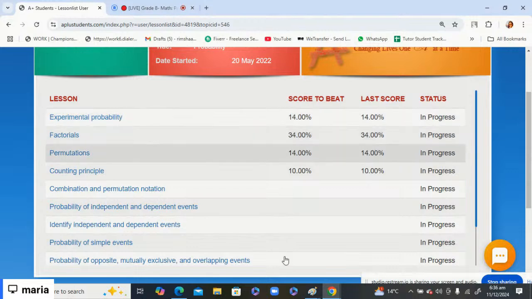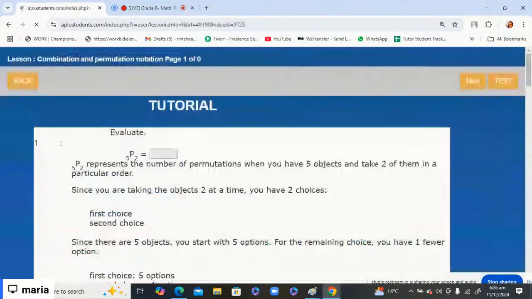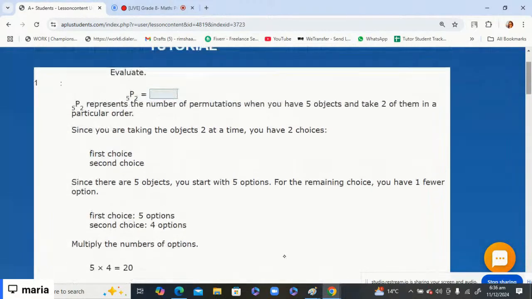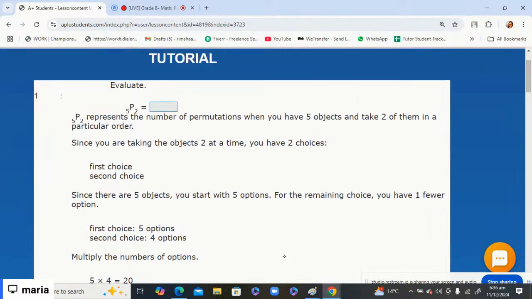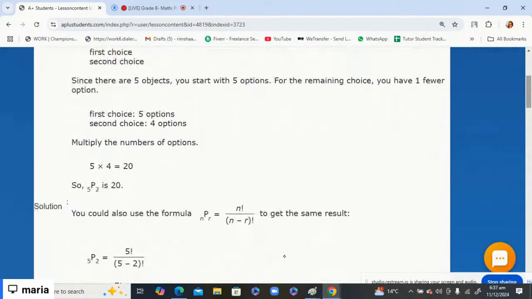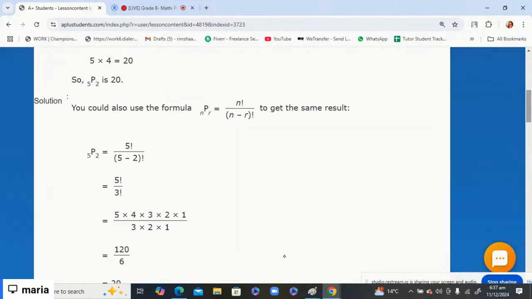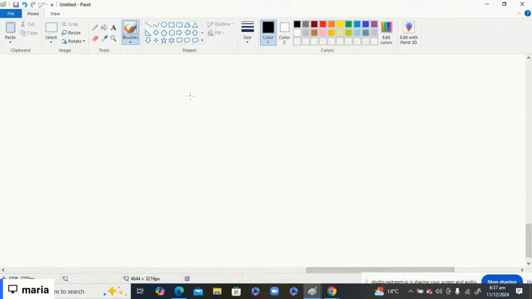Okay, so we have done four lessons: experimental probability, factorial, permutations, and the counting principle. Now the last one is combination and permutation notations. Let me tell you what this is: 5P2 represents the number of permutations when you have 5 objects and take 2 of them in a particular order, 5 out of 2. The 5 is the total options, and the 2 is how many choices. So how do we write this? This is the proper formula: nPr, which is n, P and r.